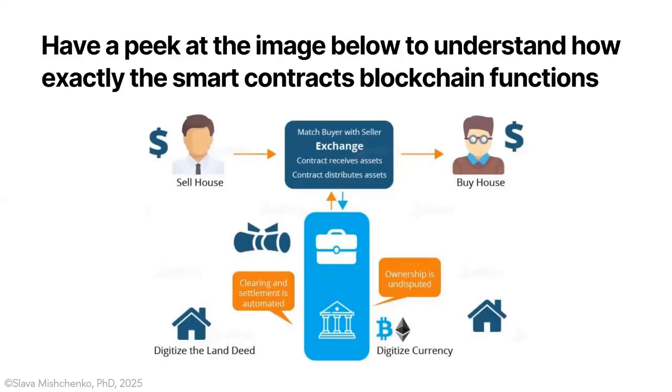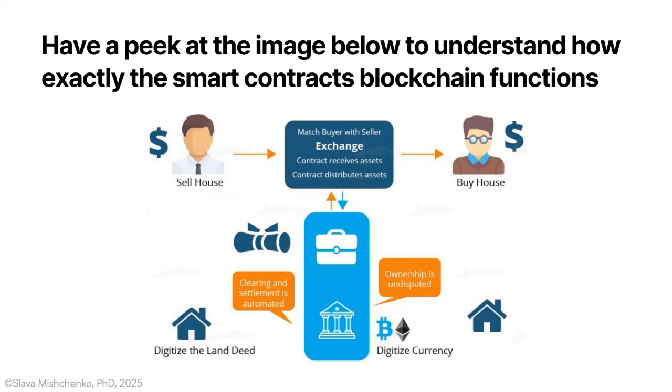Now, on this slide, let me walk you through this practical example of how smart contracts work in real estate transactions. So I find this illustration particularly helpful because it shows the real-world application of what I've been discussing. So look at the top of the diagram, and here we have a seller and a buyer of the house. And in traditional real estate, this process would involve multiple intermediaries, plenty of paperwork, and also significant time delays.